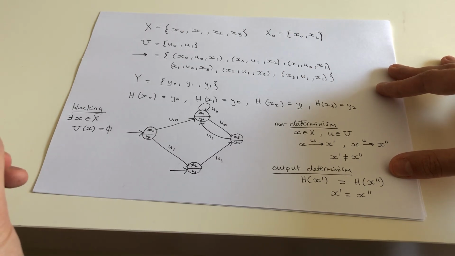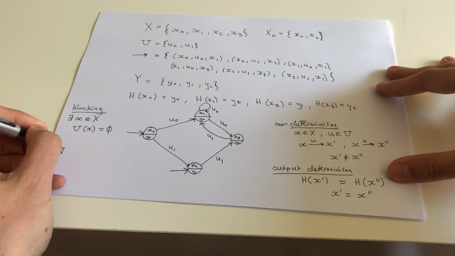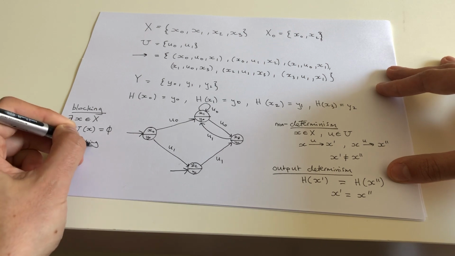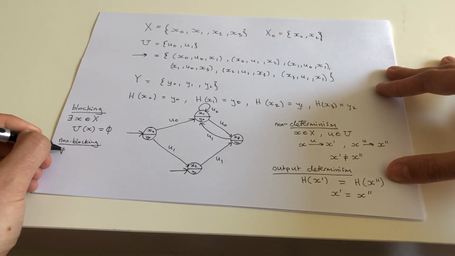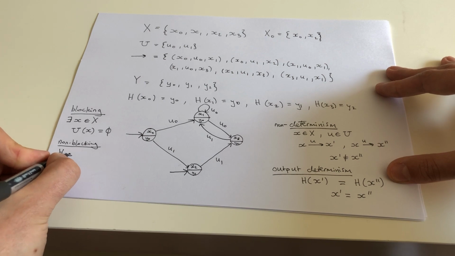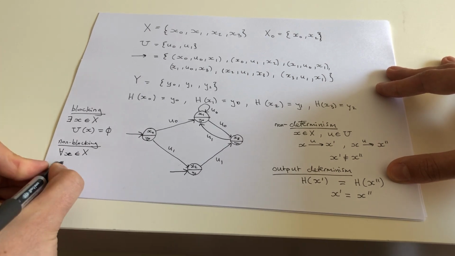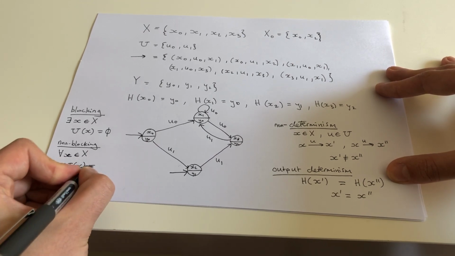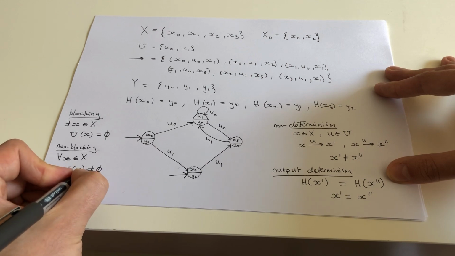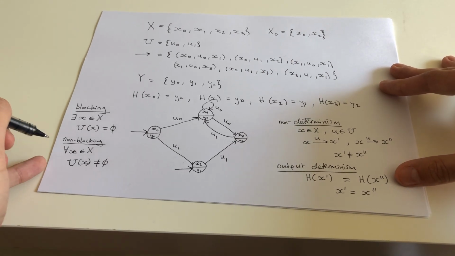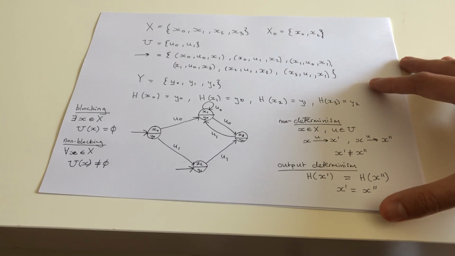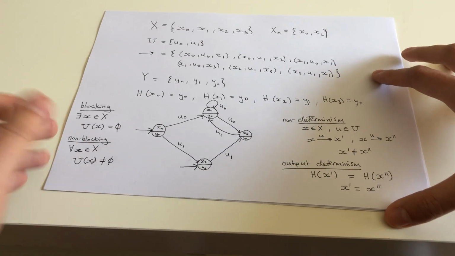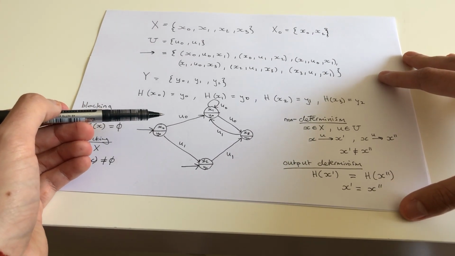So therefore, a non-blocking system should say, for all the states in the system, that this function U of X is not the empty set. So what we're saying here is that every single state should have some transition, so the system is never trapped, it's never blocked anywhere. So finally, let's look again at our graphical representation.